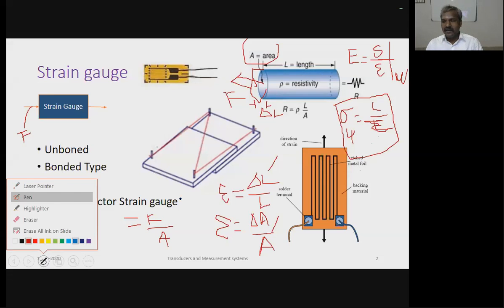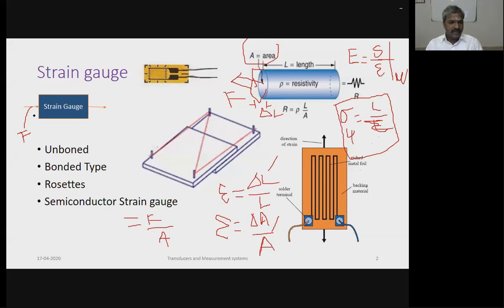So these are all important terminology. Let us move to here. The input to the strain gauge is force, strain, stress, pressure, everything. So what should be the output? Output is simply change in resistance.